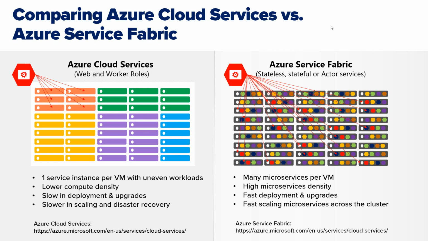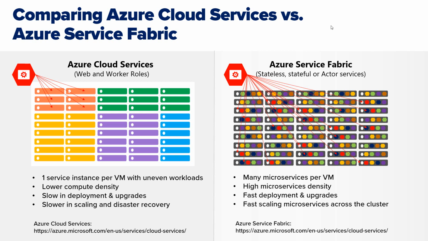characteristics. So typically when you're deploying an app or a worker role workload, you're basically doing one service instance per VM, and you also have a lot of uneven workloads. You also have lower compute density. There's also slower deployment and upgrades. You also have slower scaling and disaster recovery. It's for evolving apps, and especially apps that need really rapid agility.